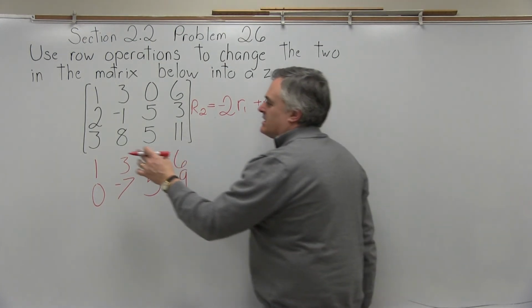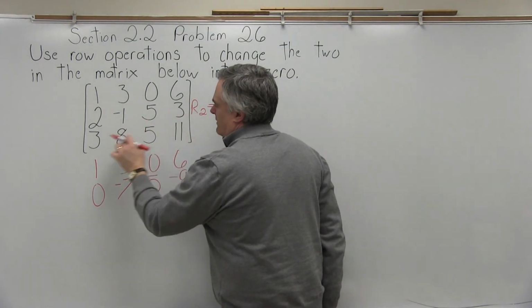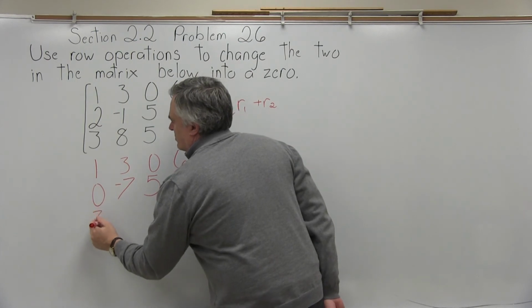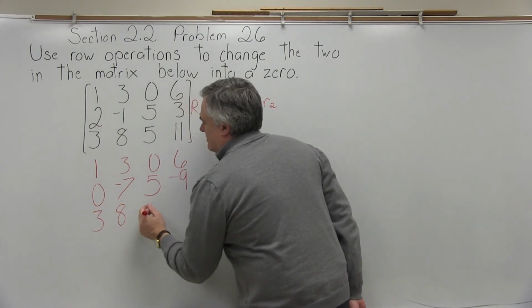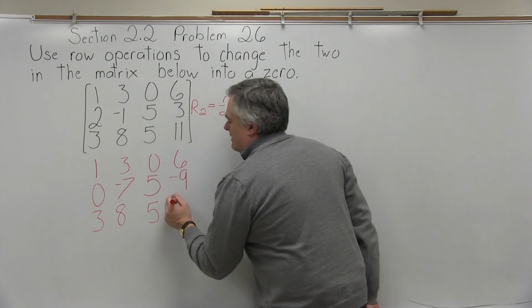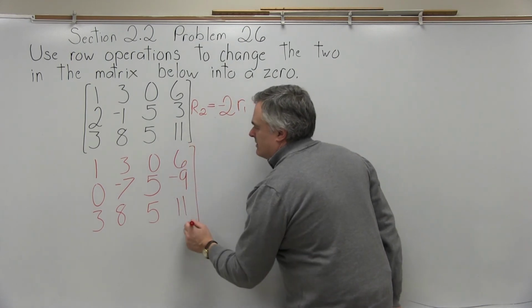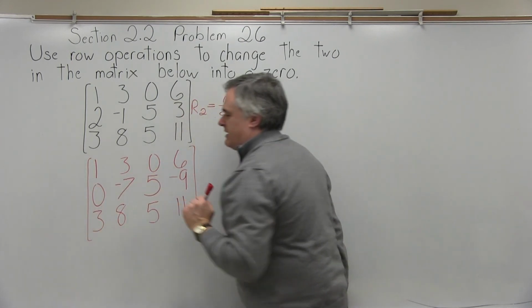And then the bottom row can stay the way it is because I'm making a new row 2. I've got it. So row 3 will stay 3, 8, 5, 11. And that's the answer.